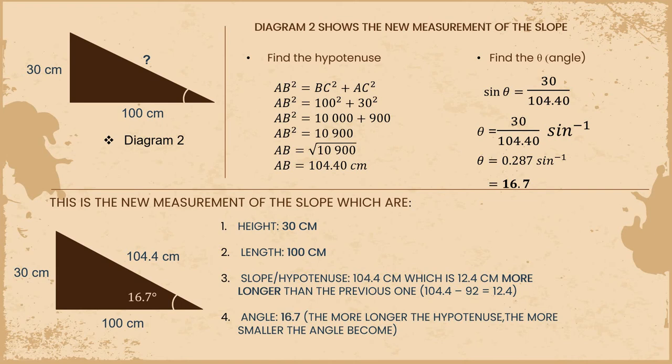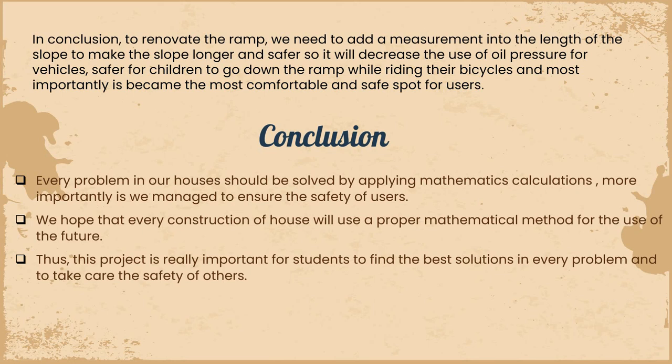So the new measurement is the height still remains the same, 30 centimeter. The length is 100 centimeter and the slope is 104 centimeter, which is 12.4 centimeter longer than the previous one, and the angle is 16.7 degrees. So the longer the hypotenuse, the smaller the angle becomes, and the more stable it is. So in conclusion, to renovate the ramp, we need to add a measurement to the length of the slope to make the slope longer and safer. So it will decrease the use of oil pressure for vehicles and be safer for the users.